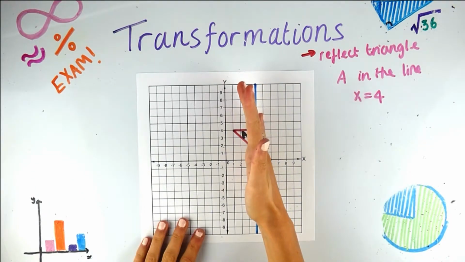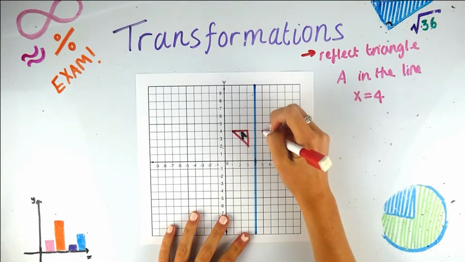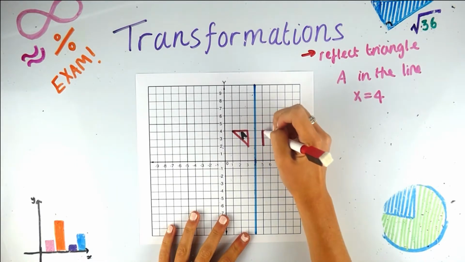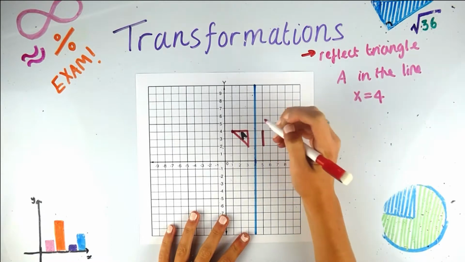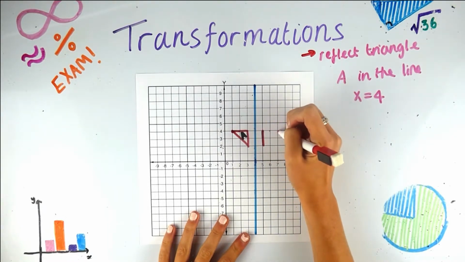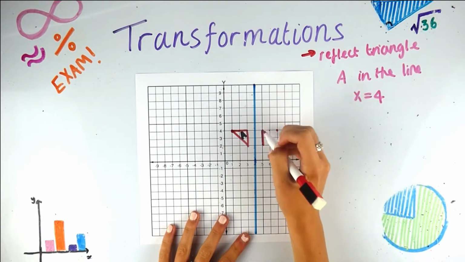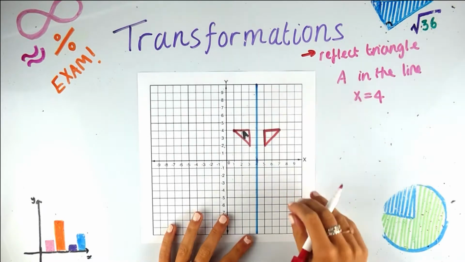What would we see? If we think about it, it's going to be an opposite, like looking in water. So it's 1 away from the mirror, so it's going to be 1 away from the mirror on the other side. This one is 1, 2, 3 away from the mirror, so it's going to be 1, 2, 3 away from the mirror there. Now we can join those points up, and we're going to have the triangle. So that is the reflection.